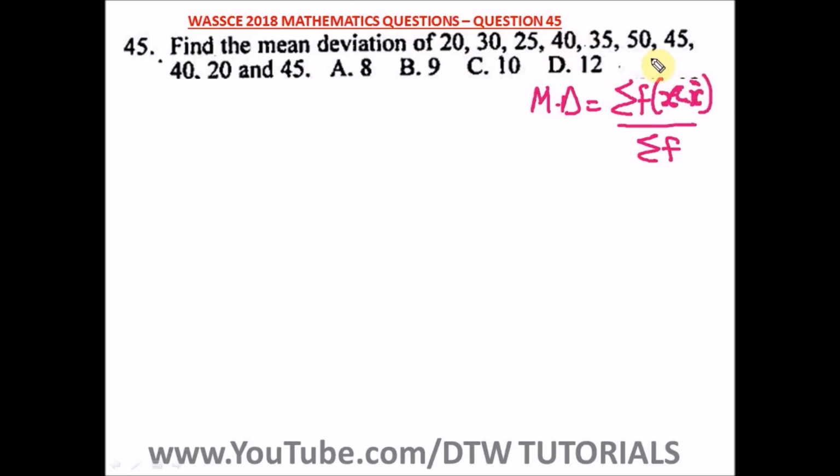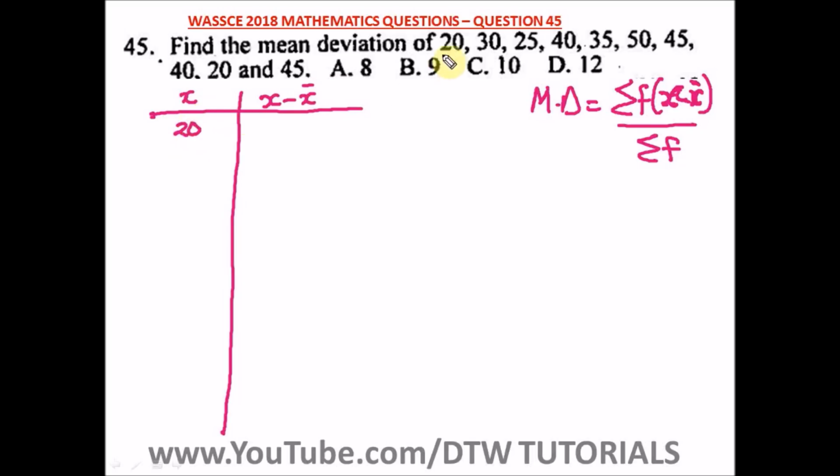So the first thing we have to do here is first of all find our mean. For it to be easy for us to solve, let us use the table method. Let's just draw our table here. So here you have the values x, and here you have x minus the mean. So let's get our values: 20, 30, 25, 40, 35, 50, 45, 40, 20, and 45.